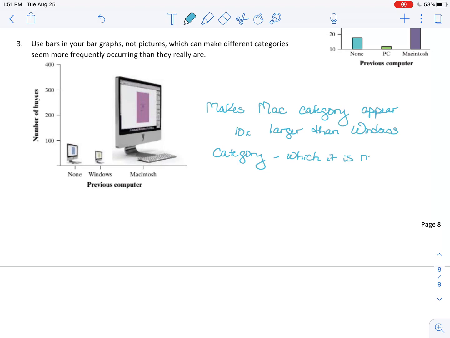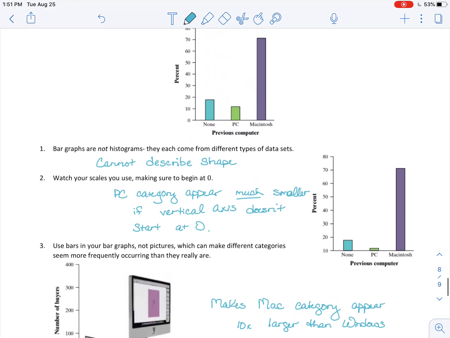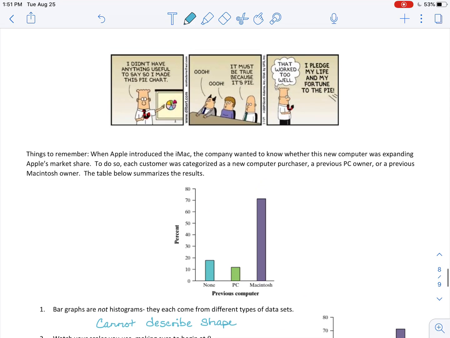So not really anything to do on these, but a couple things just to be mindful of, especially if you're told to find what's misleading about some particular graph or something. So that's why I wanted to go through those for displaying categorical data sets.